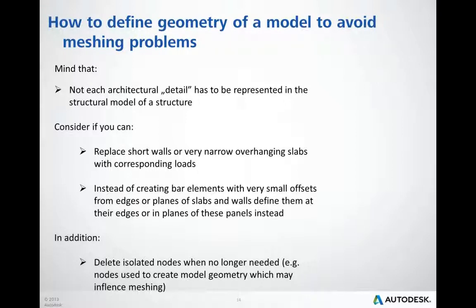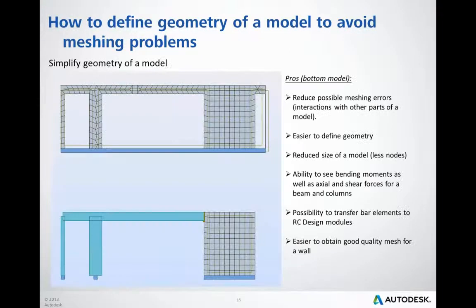And sometimes you use isolated nodes. You define nodes to rotate the elements or for the sake of making the modeling easier, but they are no longer needed and they are in the planes of the panels. Remove them prior to meshing. And also, when you define a model, you should consider what kind of results you want to extract.